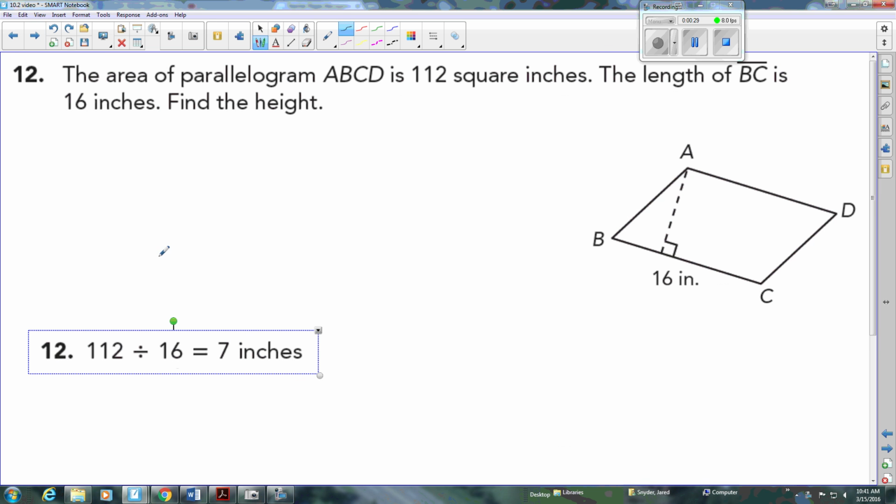Same idea here. We have an area of 112 and it's got 16 for the height. So you divide the area by the height and that'll give you the side. Actually, it'll give you the height this time, sorry. So the answer was 7.